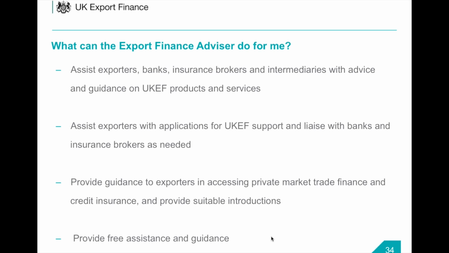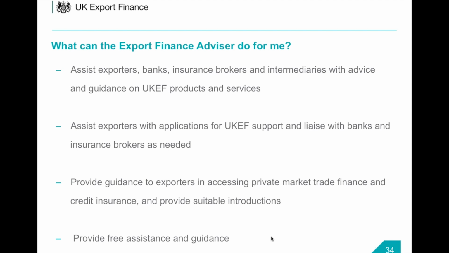We have, as I mentioned, our export finance advisors. We have 17 of these around the UK now, and this will rise to 24 soon. What do they do? They assist exporters, banks, insurance brokers and intermediaries with advice and guidance on our products and services. They assist exporters with applications for UK export finance support and liaise with the banks and insurance brokers as necessary. And they provide guidance to exporters in accessing private market trade finance and credit insurance and provide suitable introductions. They also provide free assistance and guidance.